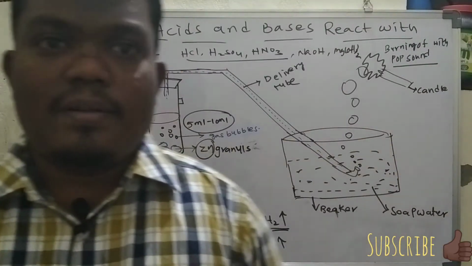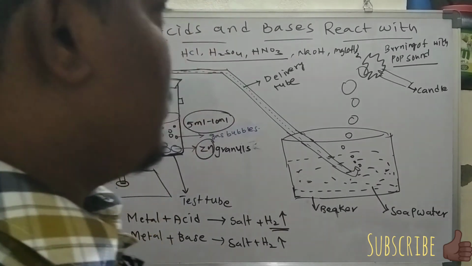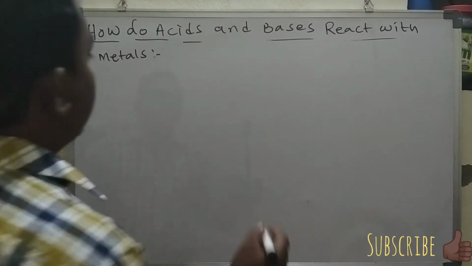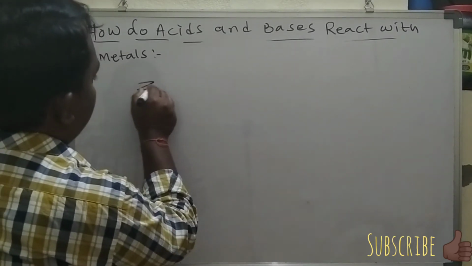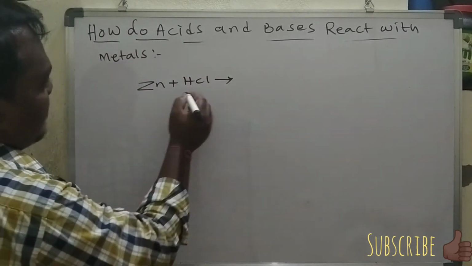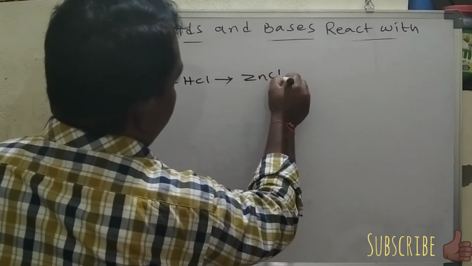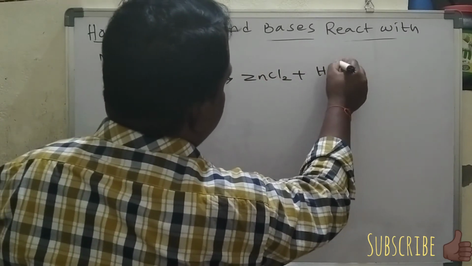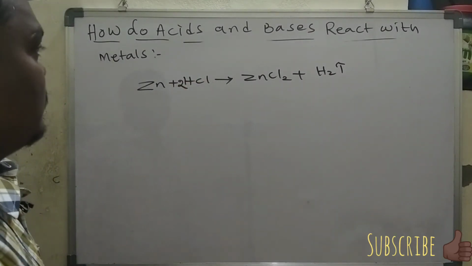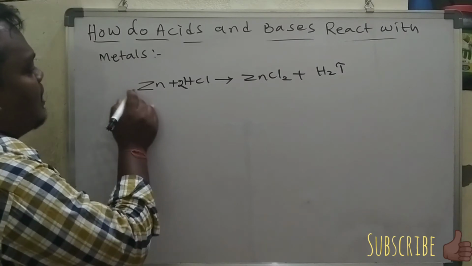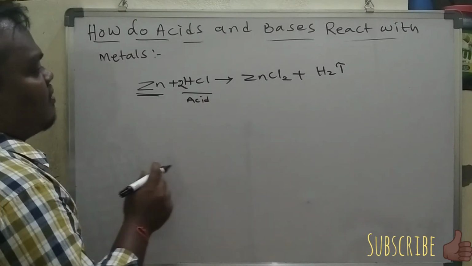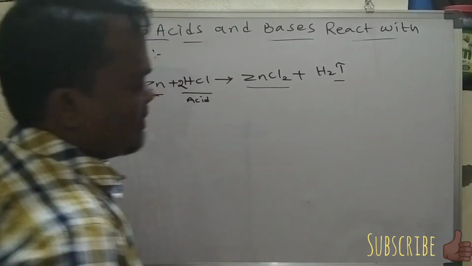So let me go with one example. Let me write on the board. Here I am taking zinc metal. When zinc metal reacts with hydrogen chloride, we get zinc chloride with hydrogen gas liberation. Let me balance the equation. This is the equation where the metal, zinc, reacts with the acid to form salt and hydrogen gas.